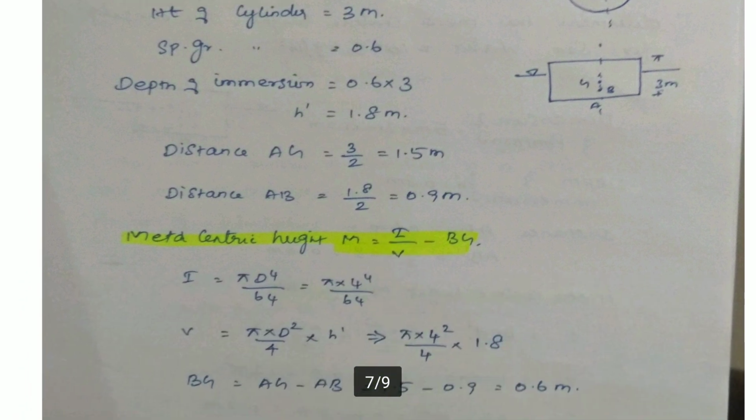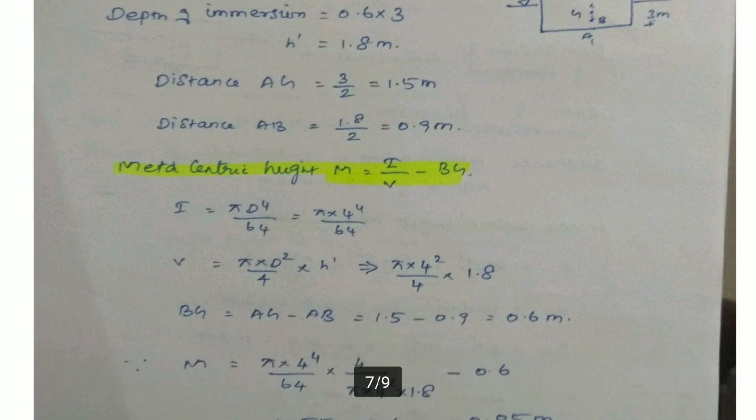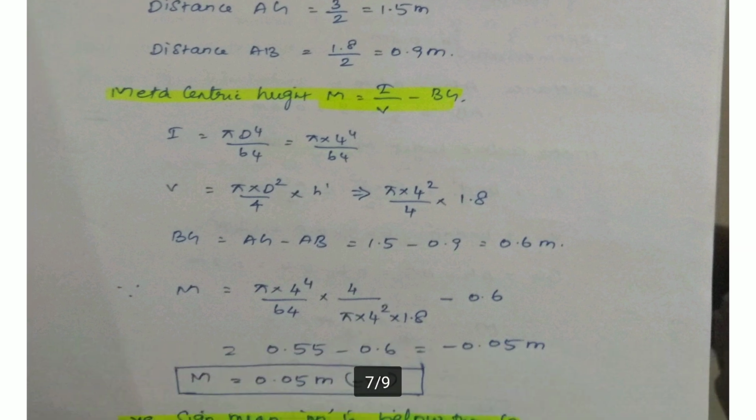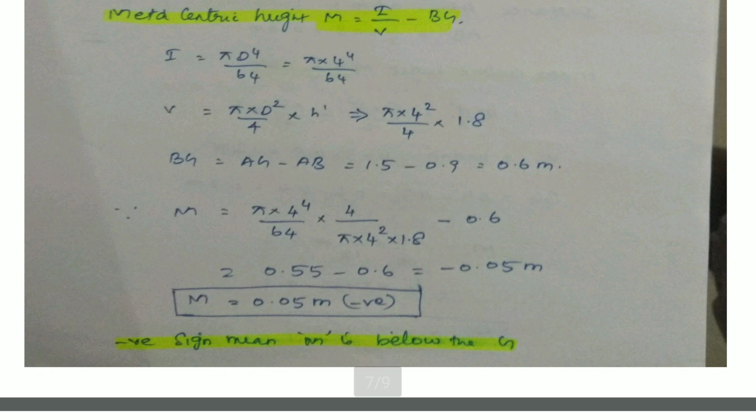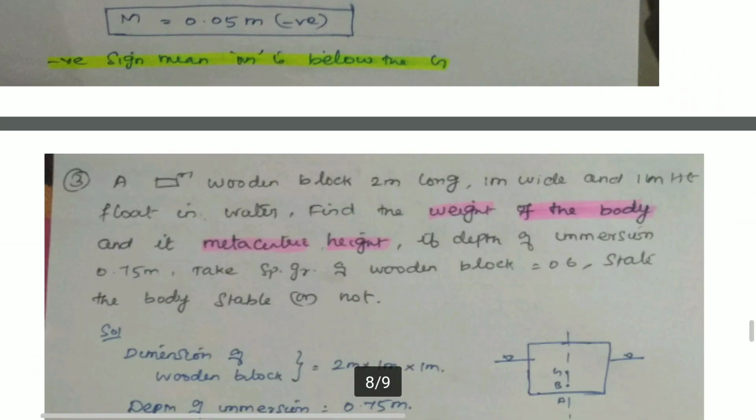Now metacentric height is I by V minus BG. Here the moment of inertia I is equal to pi d power 4 divided by 64, and volume is pi d square divided by 4 into h dash. Now BG equal to AG minus AB, you will get 0.6. So substitute all the values, you will get metacentric height minus 0.05 meter. So the negative sign indicates the metacenter is below the center of gravity. That means the floating body is in unstable equilibrium.